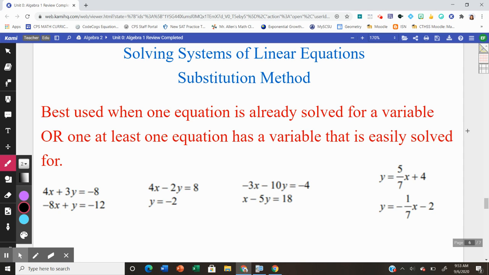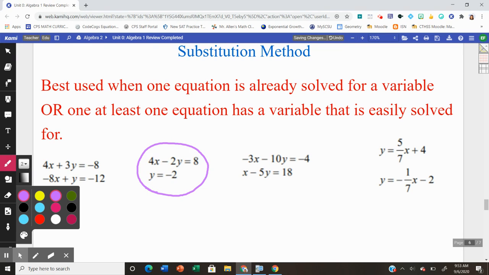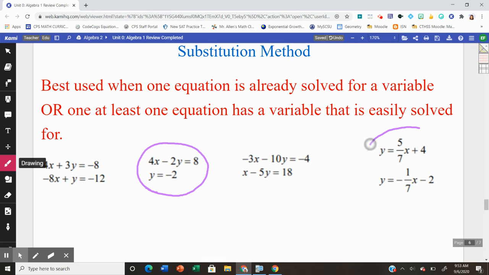So if we're looking down, we have 4 sets of problems here, and we know we want to use the substitution method if one equation is already solved for a variable, or at least one of the two equations has a variable that's very easy to solve for. So if we look at the 4 equations here, do you see any systems of equations that has a variable that's already solved for? If we identified this equation here as having a variable that's already being solved for, you are correct. If we identified this system of equations already having a variable solved for it, you would again be correct. Those two will definitely use a substitution method to solve for.